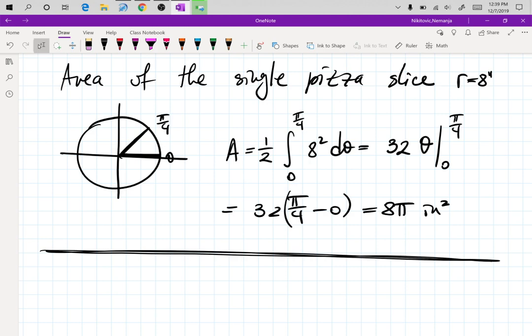So let's say they want this slice over here. Well, it's still 8 pi. Your limits are 5 pi over 4 to 3 pi over 2, right? This pizza slice, 5 pi over 4 to 3 pi over 2, gives you the same area because it's the same size. Same area, same size. Just different limits. All right, cool.